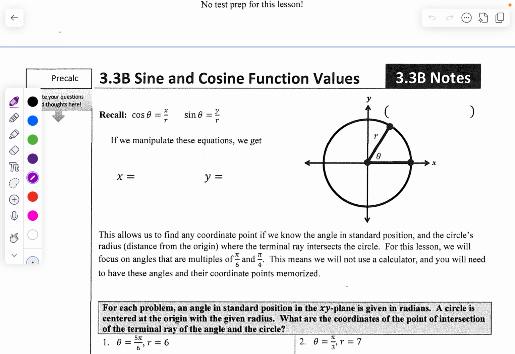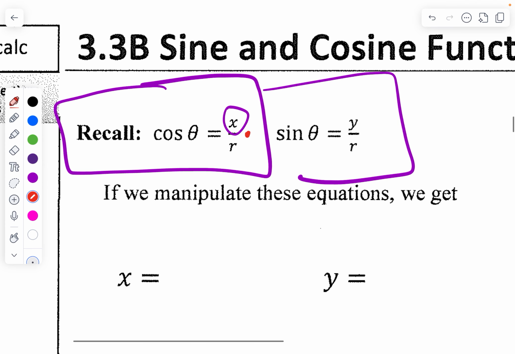Hey guys, we're back. We're going to talk about section 3.3B. So remember, if we know that cosine theta is x over r and sine theta is y over r, and I'm trying to get this x by itself, we are going to multiply that r away from it. When that x becomes isolated, it's just r times the cosine of theta.